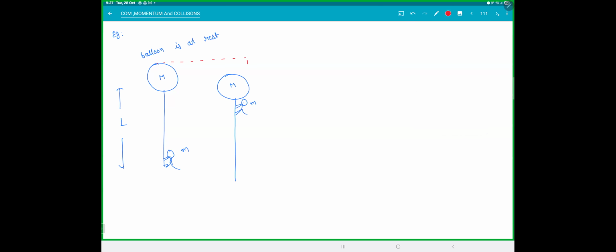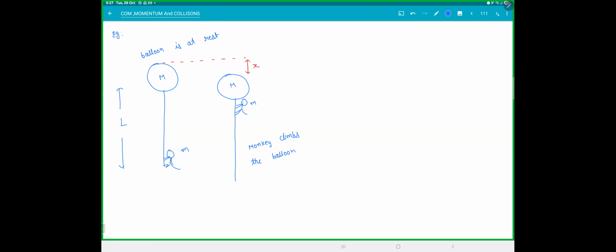That means this is the displacement of the balloon. You're getting it? If the monkey climbs, the balloon will come down a bit. And they'll ask you to find the displacement of the balloon. Now, think about the question.